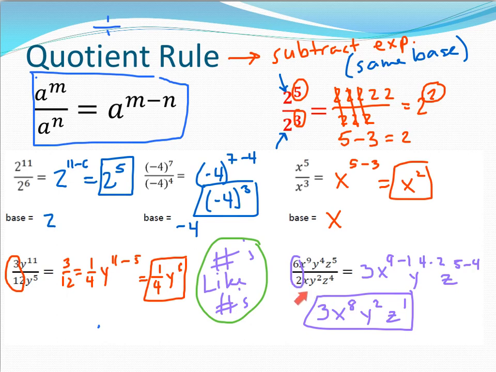This one, holy cow, looks like a hot mess, but actually is a lot easier than it seems. Again, treat numbers like numbers. I have 6 and 2. What's 6 divided by 2? That's 3. Then I have x's. X to the 9th, and just x by itself, that's x to the 1st. So quotient rule, subtract. 9 minus 1. It's going to give me x to the 8th. Y's, I have y to the 4th, y to the 2nd power, subtract those. 4 minus 2 gives me y to the 2nd. Same thing with z, z to the 5th, z to the 4th. Subtract those, I get z to the 1st. That's my final answer. So again, using these rules, we make life a lot simpler. No longer have to expand and then condense back down.